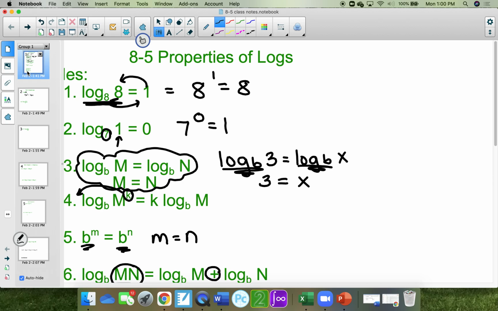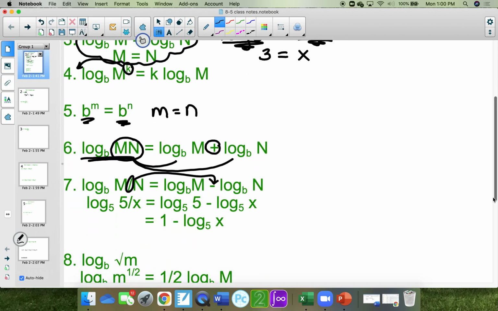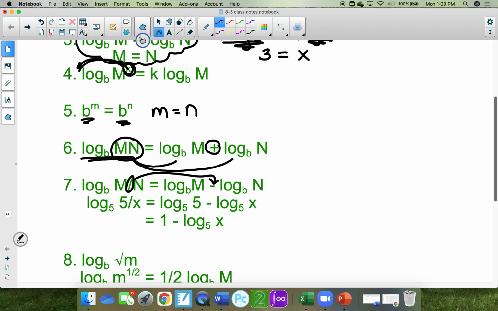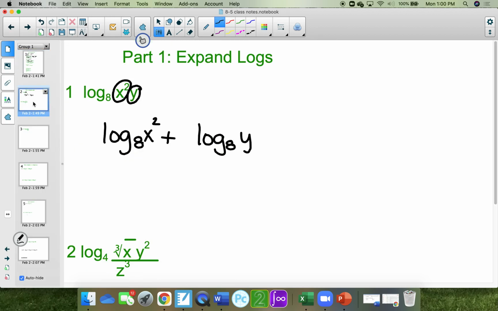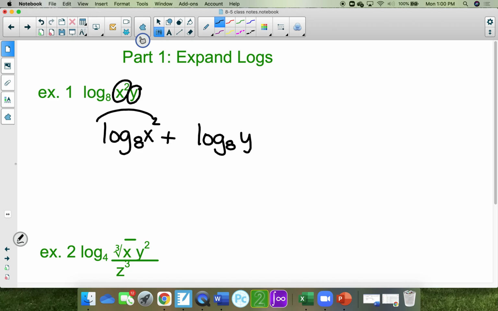This one right here, that you can take that power and put it out in front. So that's rule number 4. So all I'm going to do is to take that 2 and make it a big 2 and erase that. Final answer. And I've seen these problems on the ACT where they ask you to expand the log. So let's expand another log.